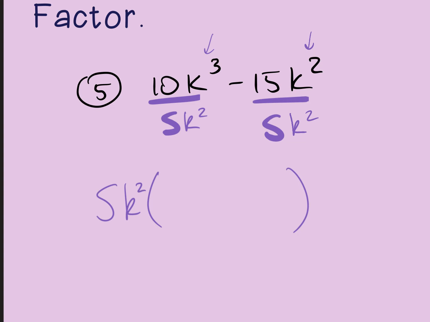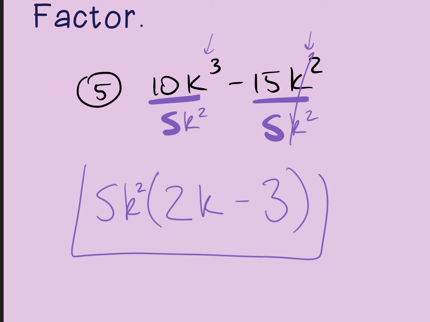What's 10 divided by 5? 2. And if I have 3 k's and take 2 away, how many am I left with? Just 1. And then what's negative 15 divided by 5? Negative 3. If I have 2 k's and take 2 away, they cancel. So my answer is 5k squared times 2k minus 3.